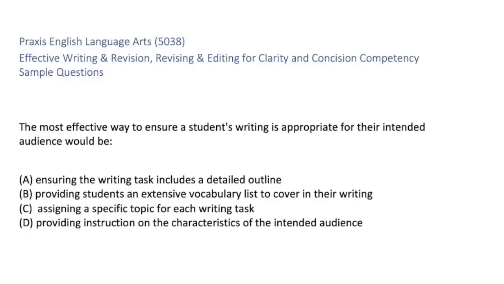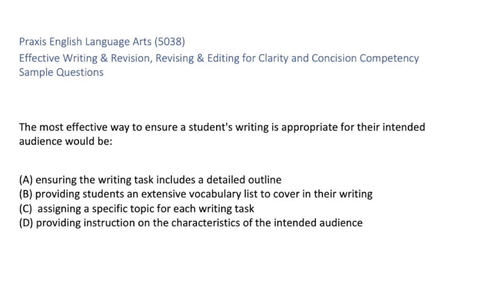The most effective way to ensure a student's writing is appropriate for their intended audience would be A. Ensuring the writing task includes a detailed outline. B. Providing students an extensive vocabulary list to cover in their writing. C. Assigning a specific topic for each writing task. Or D. Providing instruction on the characteristics of the intended audience.